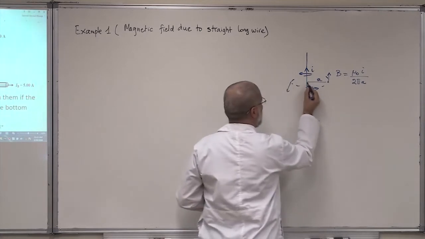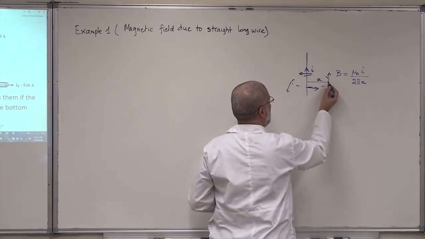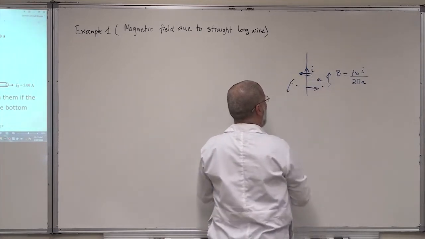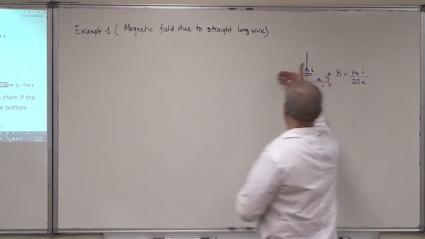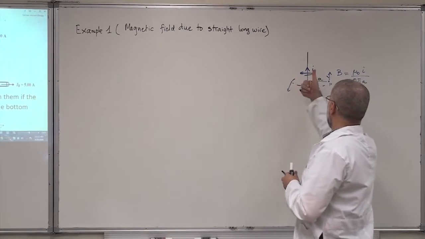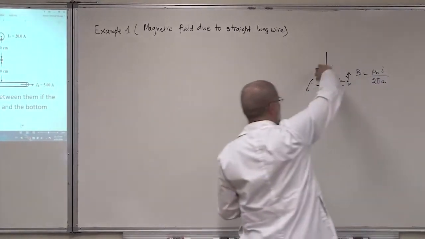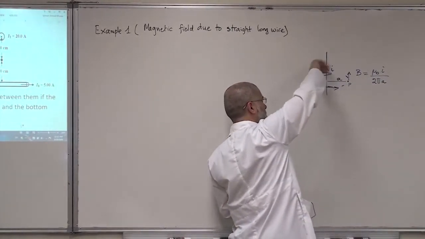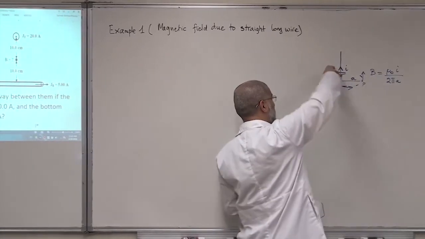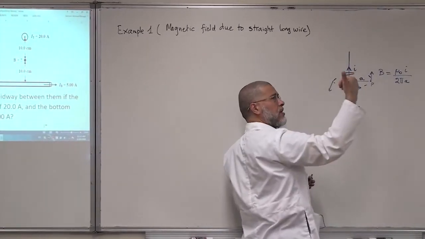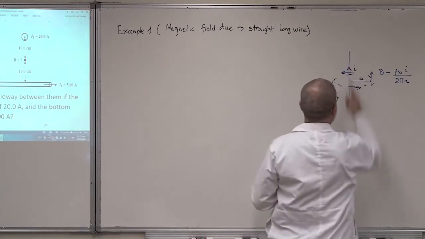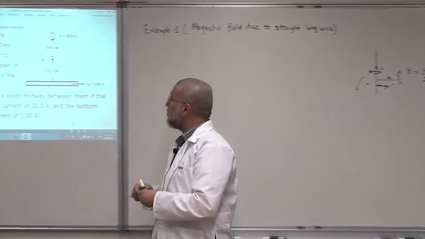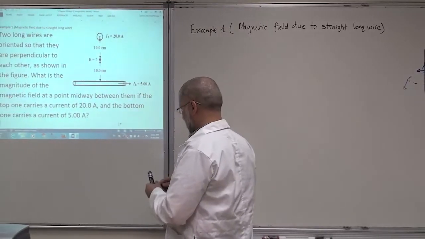A is the distance between the wire and the point P. If the current is like this, the magnetic field will rotate in this direction. And if the current is down, the magnetic field will be in this direction. Current down, thumb with the current, the fingers are with the magnetic field, and it rotates around the wire. Let's now apply this rule to these two wires.